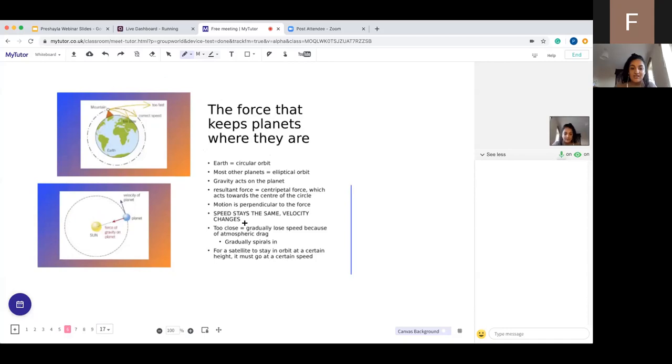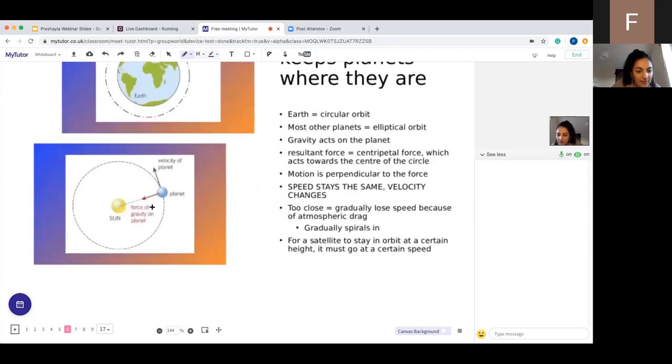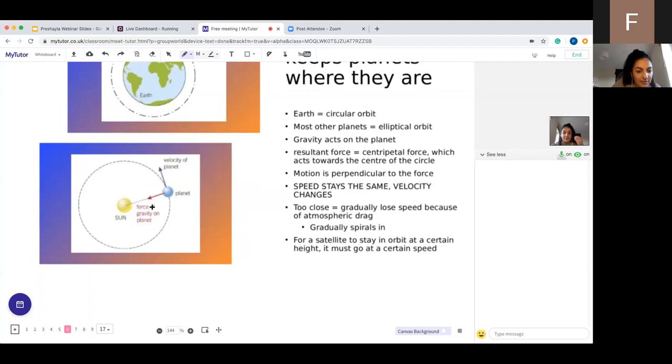And because we have this force, we have a resultant force on our planet. Now that force acts towards the center of our planet, the center of the circle. So you can see on the diagram, the force of gravity is a force which acts towards the center of the circular orbit. Okay, so it's an inwards force. It acts towards the center of our circular orbit.